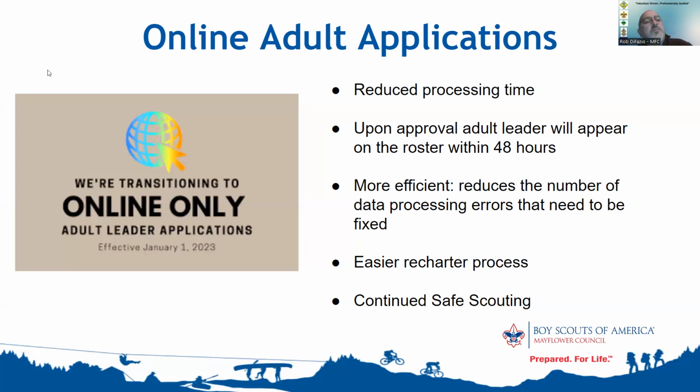The online system is also more efficient because it does reduce the number of data processing errors that need to be fixed. If you've got, for example, a paper application that's very difficult to read, when it gets to data processing, they do the best they can, but there are errors that are made. This is a user-based system, so the user is actually entering the information in, so it should make things a lot easier. And believe it or not, next year when it comes to recharter, it's going to make rechartering a lot easier to be done because your applications are going to be done a lot quicker. Doing them online gets them approved quicker, provided the process is being followed properly.